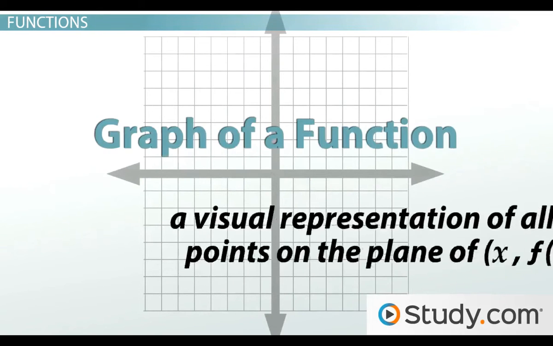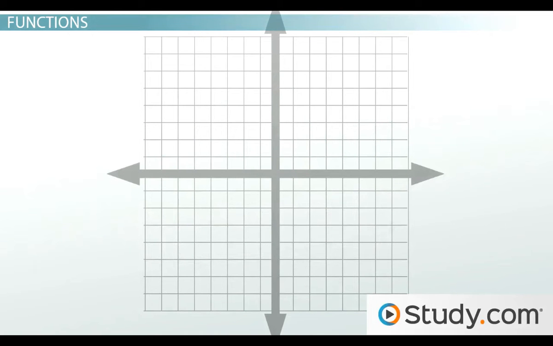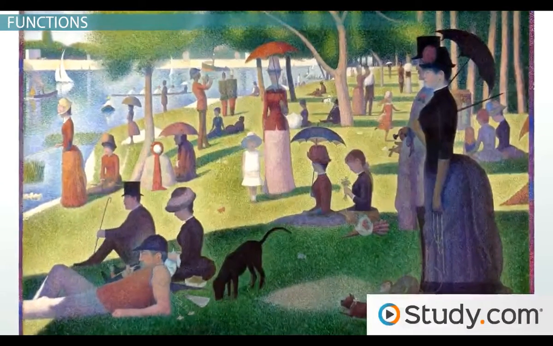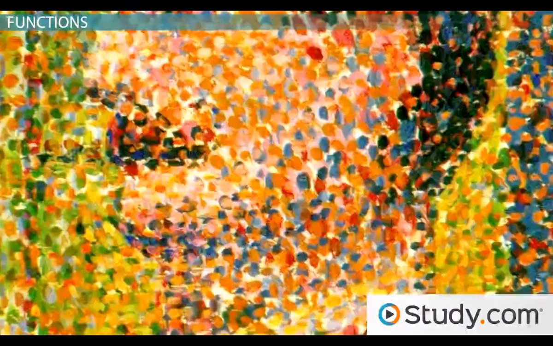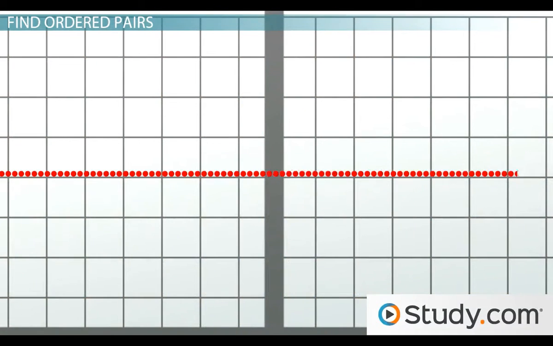The graph of a function is a visual representation of all of the points on the plane of x, f of x. Note that f of x is taking the place of y in that ordered pair. This graph we're making is just a collection of points. You know that famous painting by Seurat? The one that looks like a normal picture, but when you look closer, you see that's really a collection of countless tiny dots. A line on the graph is the same thing. It's just an infinite number of dots.